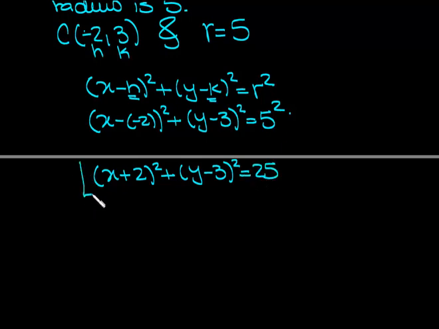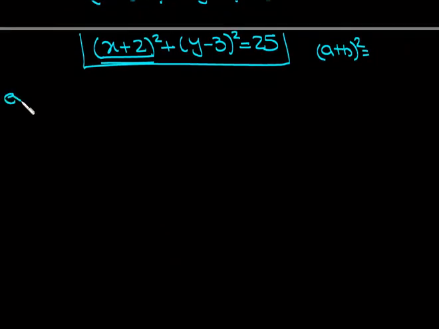And there's your answer. It's as simple as that. If you know the center and the radius, that's all we need to do. We don't need to expand this. We don't need to use the binomial squared formula, (a + b) squared, and expand that. This is all we need to do.